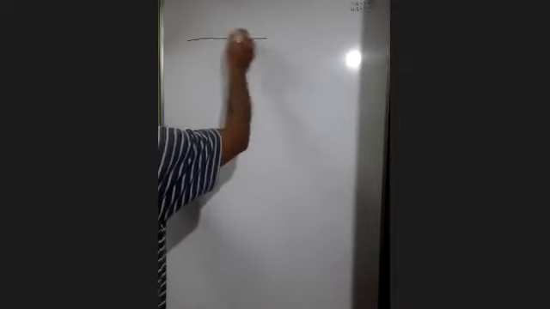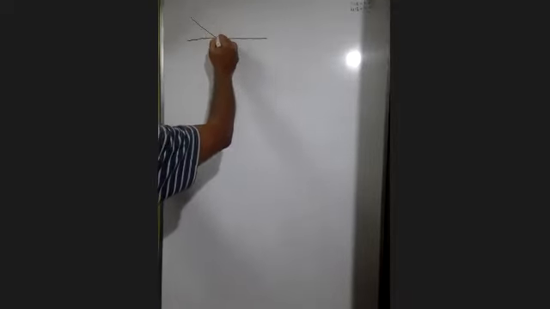Discussing about the photoelectric effect. So I told you that when light falls on the surface of some of the elements, then the valence electrons of those elements are being ejected.